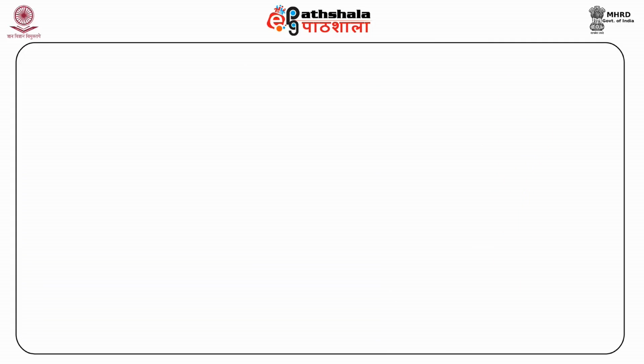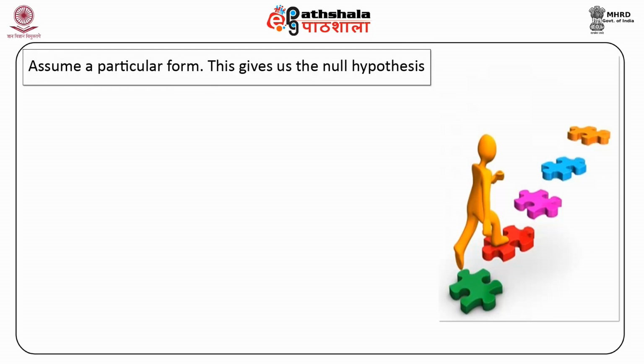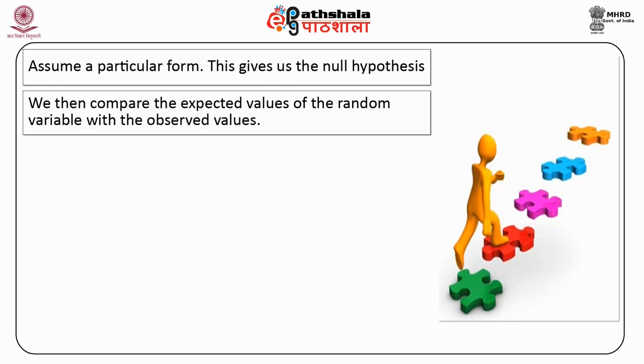The approach to this test is to first assume a particular form. This gives us a null hypothesis. We then compare the expected values of the random variable with the observed values to see how well the observed data matches the expected values.